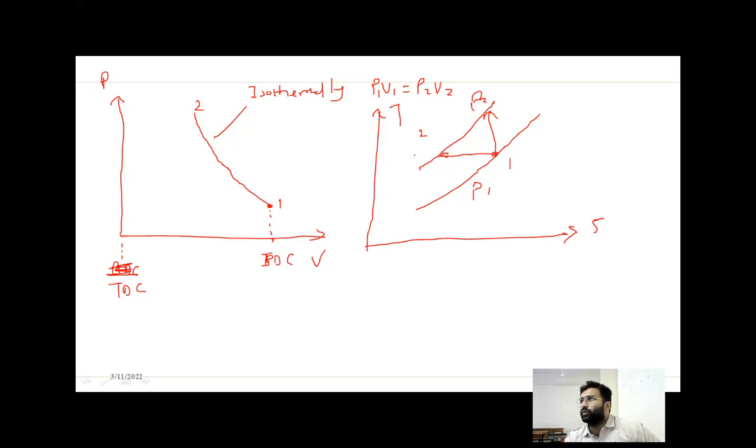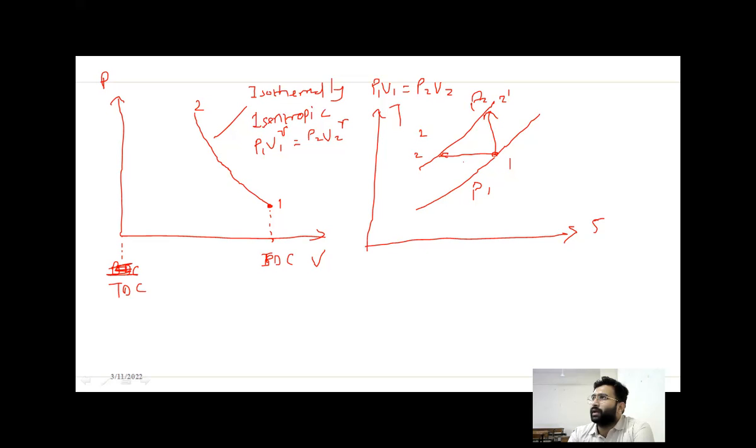So 1 to 2, this is the isothermal process. Then 1 to 2 dash, this will be an isentropic process. Isentropic means P1 V1 raised to gamma is equal to P2 V2 raised to gamma. Gamma is a gas constant, and this relation holds good for isentropic processes.